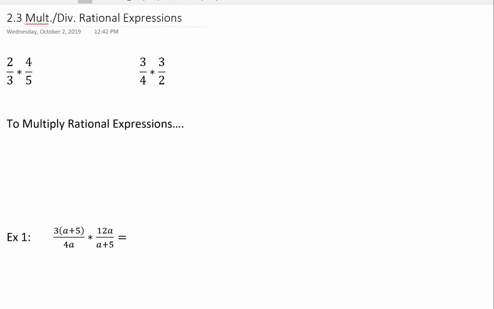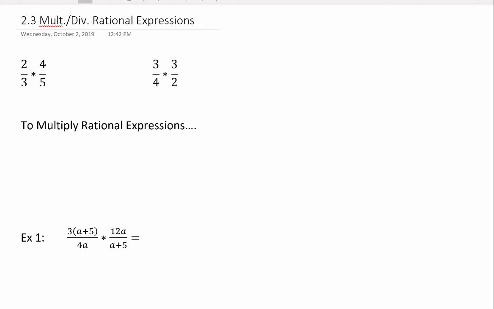Right, good morning, guys. So we're going to continue on with chapter 2 here, talking about how to work with rational expressions. Just a couple of things before we start.